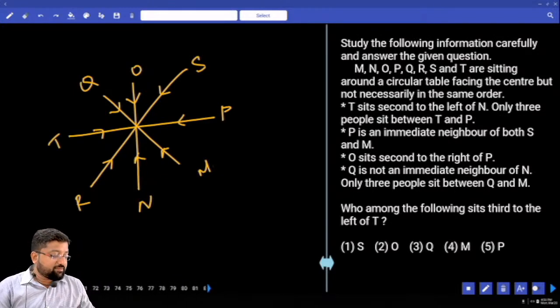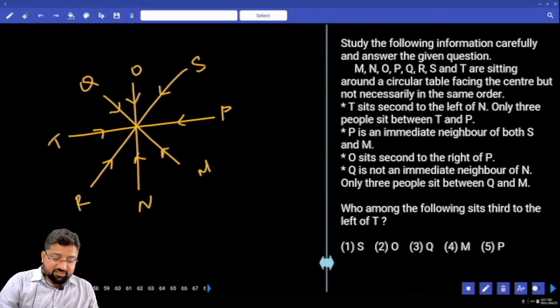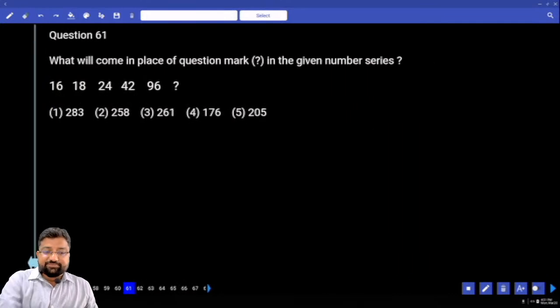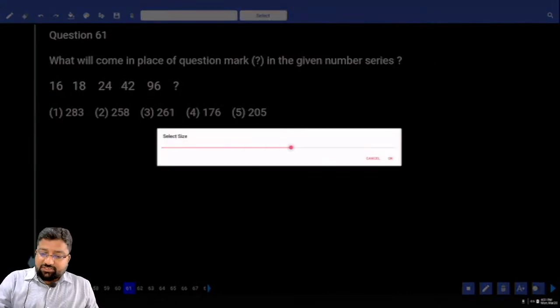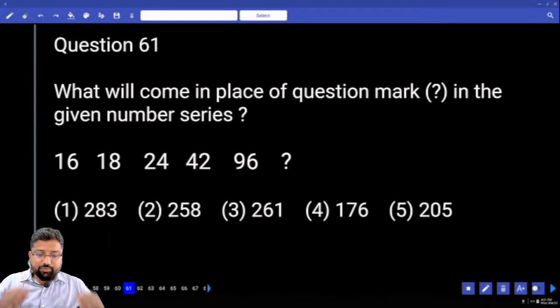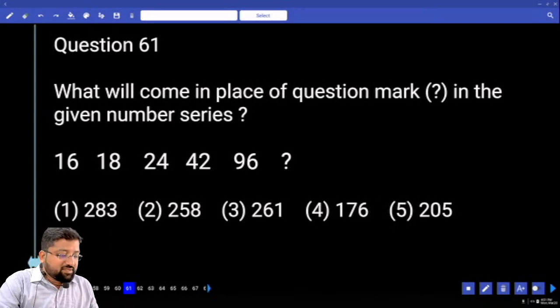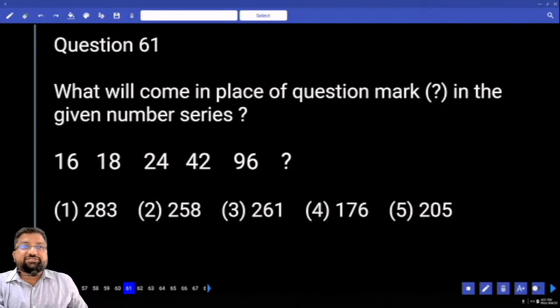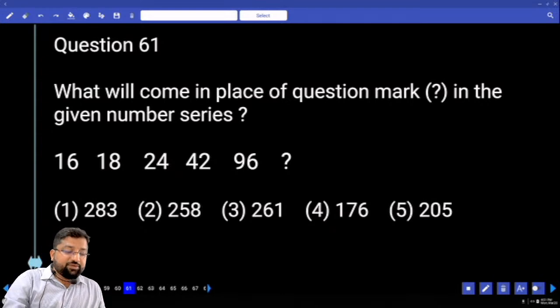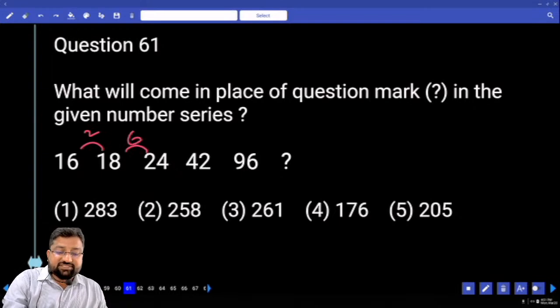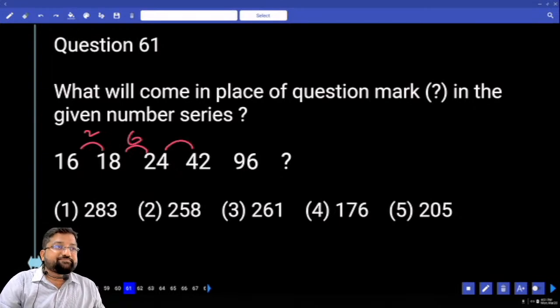Can you please tell me the number for number series? 61. So we'll start the questions on number series here. Students, stick to the basics. Don't go beyond the basics. What's happening here? Is the series in increasing order or decreasing order? Increasing order. Huge increase or gradual increase? Gradual. What's the difference? 2. What's the difference? 6.